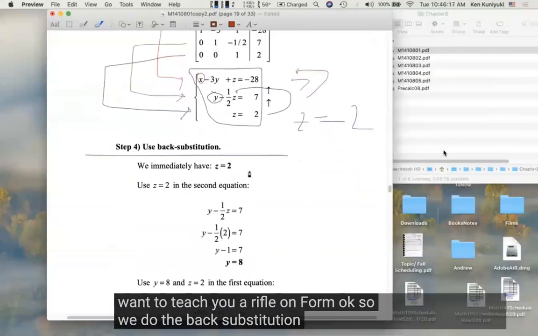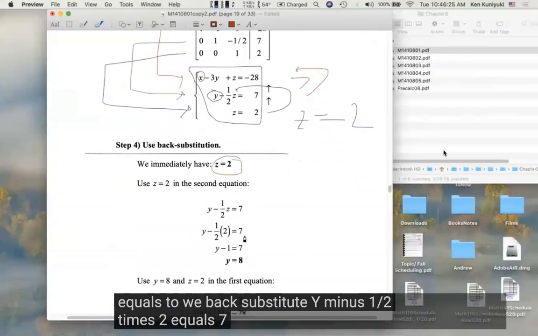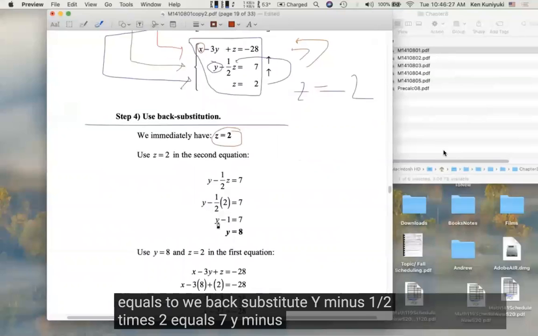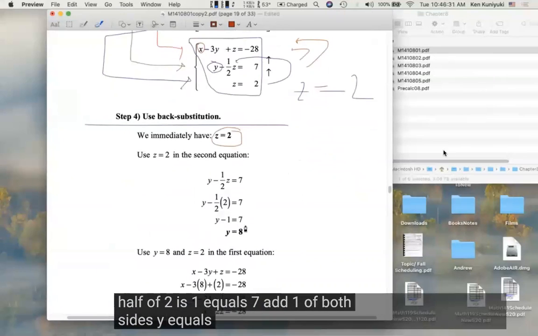Okay, so we do the back substitution. We know z equals 2. We back substitute: y minus 1/2 times 2 equals 7. Y minus half of 2 is 1, equals 7. Add 1 to both sides, y equals 8.